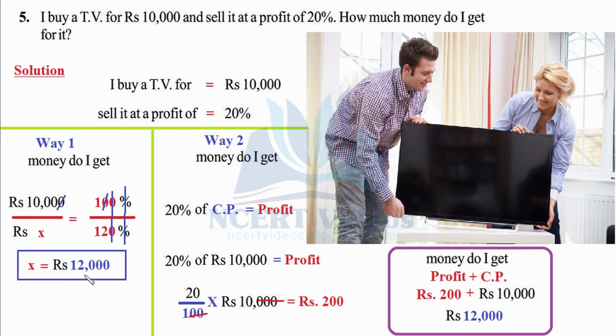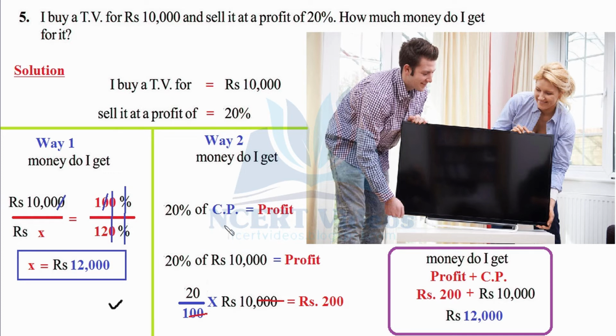So 12,000 will be your selling price. Look how fast we came to the answer with proper logic. So I sold the TV for rupees 12,000 and gained 20%, whereas the initial cost was 10,000. This is way number one. The second way is lengthier and it is more formula based.